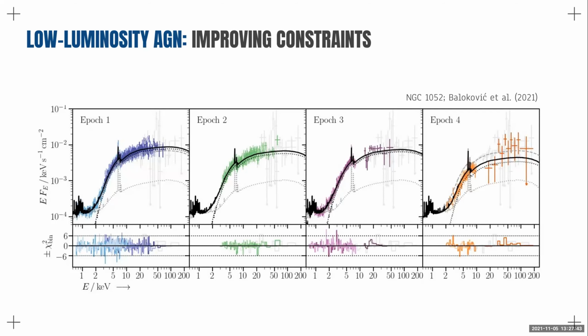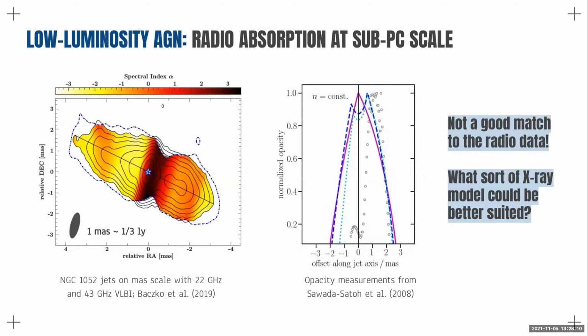Here's one example. In a paper published earlier this year, we looked at a local low luminosity AGN, NGC 1052. Without going too much into detail on the X-ray analysis, I'll just show this data. We have 4 different epochs of good coverage up to very high energies, and that's what enables us to get very good constraints on the covering factor and the average column density of the torus in this AGN.